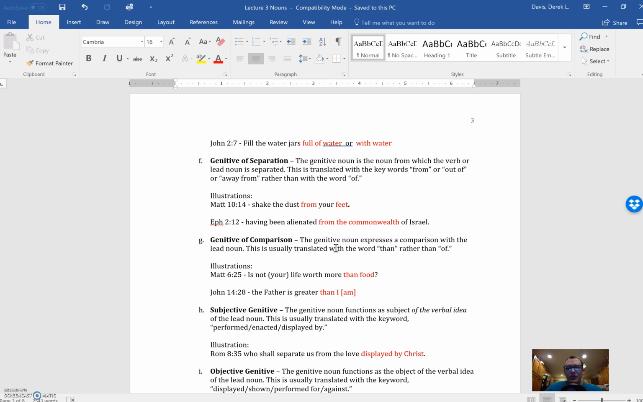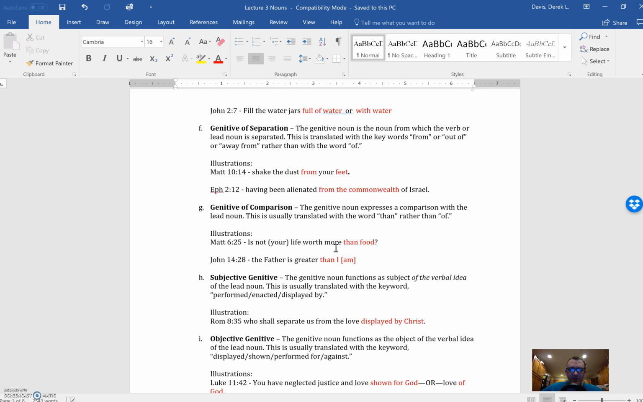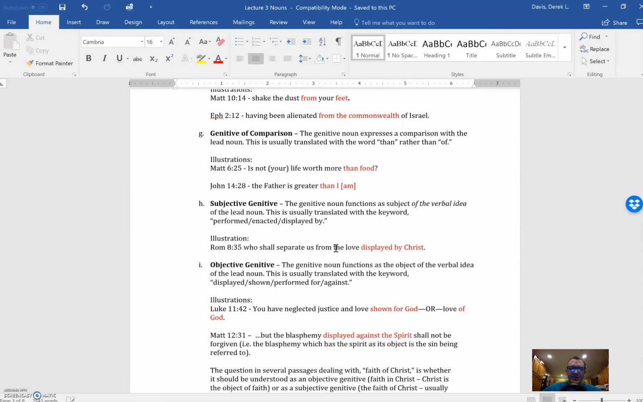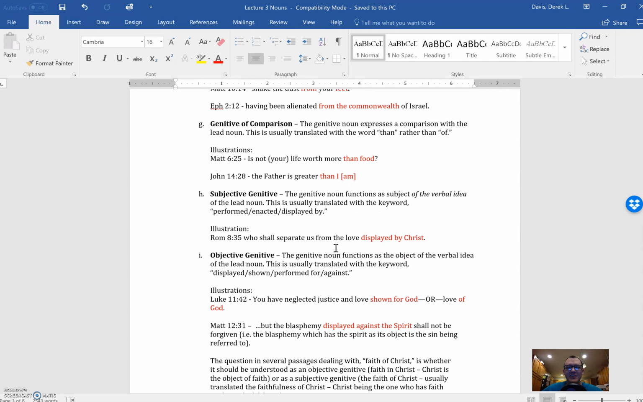The genitive of separation switches from the standard preposition "of" and uses "away" or "away from." "Shake the dust of your feet" is literally what it says in Matthew 10:14, but we translate it as "shake the dust away from" or "off of" or "from your feet." The genitive of comparison, so it would literally in Matthew 6:25 say something like, "is not your life worth more of food?" And here you would have to say "more than food."